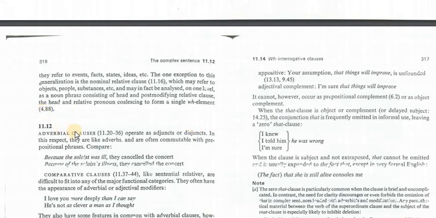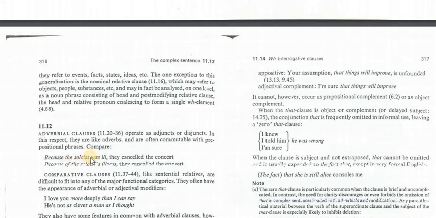11.12 Adverbial clauses. Adverbial clauses operate as adjunct or disjunct. الـ adjunct قلت ممكن تكون adverb of time, place، والـ disjunct غالبا ما تكون تعليق على الجملة، comment clause. In this respect they are like adverbs هم مشابهين للظروف and are often commutable with a prepositional phrase. دائما ممكن أن يتم استبدالهم بعبارات الجار والمجرور.